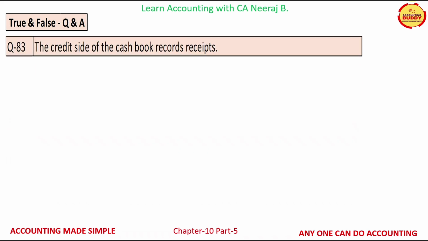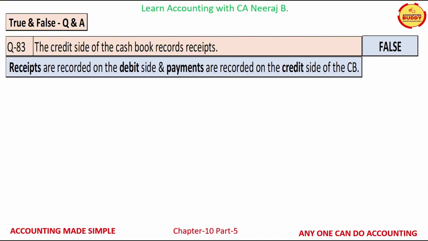Question number 83 is, the credit side of the cash book records receipts. It is a false statement. Receipts are recorded on the debit side and payments are recorded on the credit side of the cash book.